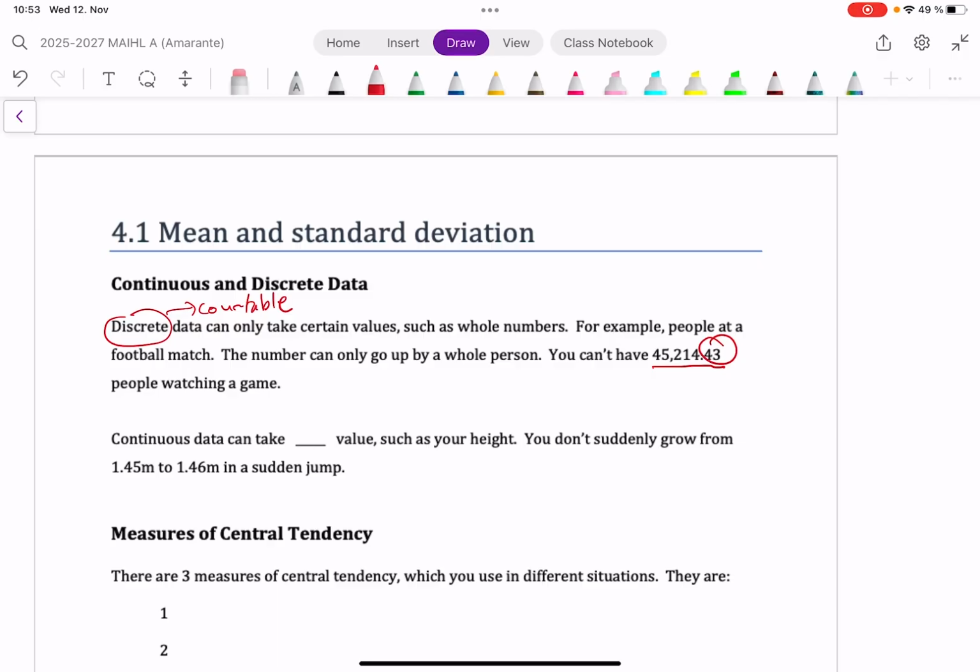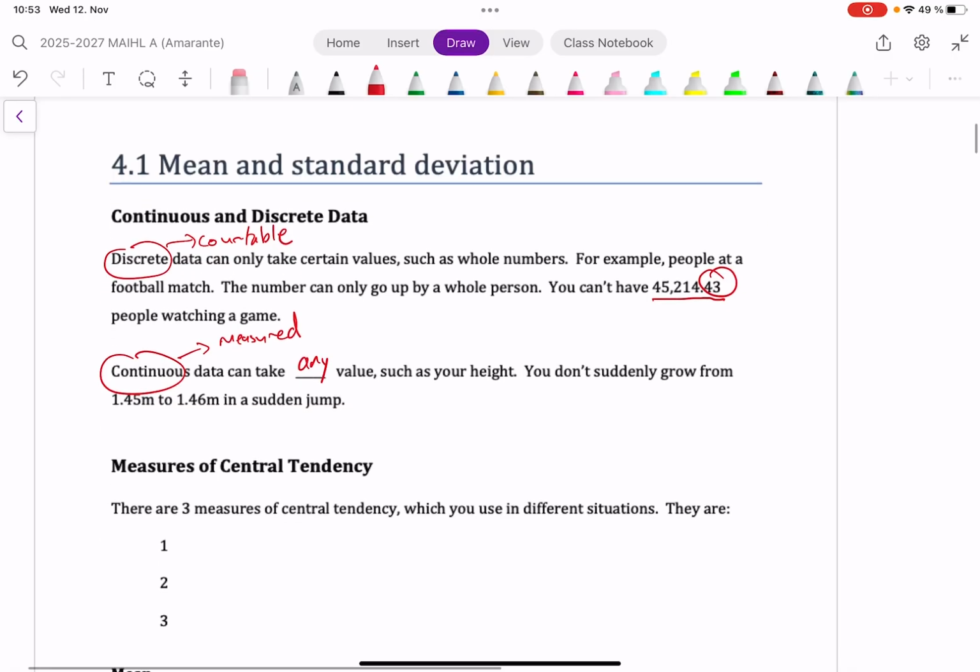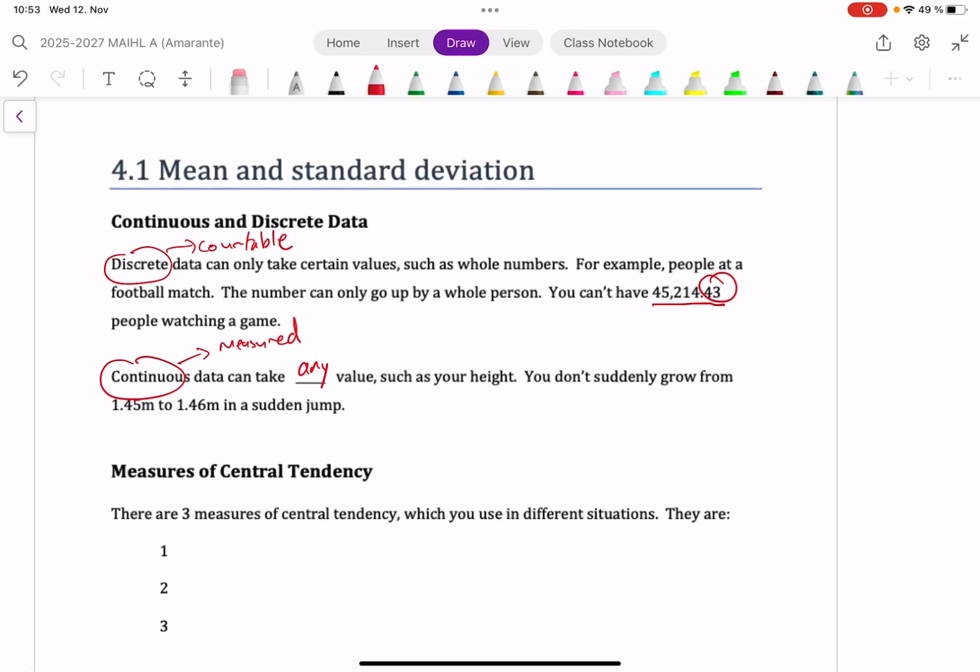And then we have things like continuous data. And these are usually things that are measured, and they can take any value, such as height. Like you don't suddenly grow from 1.45 meters to 1.46. It's a slow progression. You could have something between those. You could have 1.455. And so measured data is continuous. It can take on any value. It doesn't have to be whole numbers. So the difference between discrete and continuous is important.